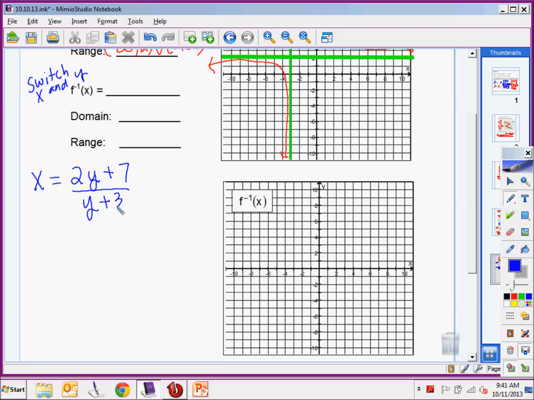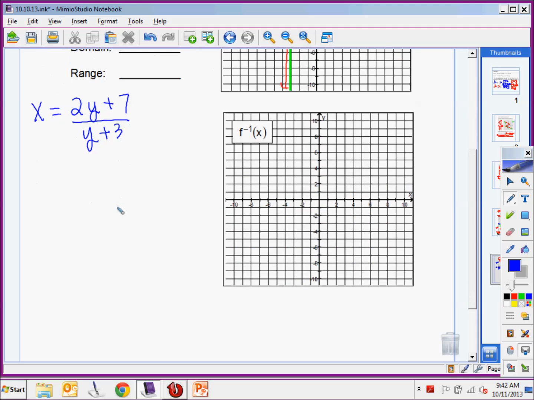So our goal is to get Y by itself. So we have a lot to do to get Y by itself. So the first thing is I need y to be in a numerator. So how can I get y into a numerator? Multiply. What I do to one side, I have to do to the other. So multiply by y plus 3.